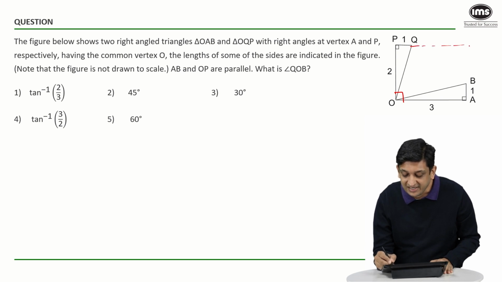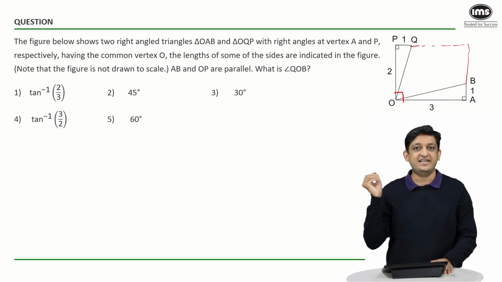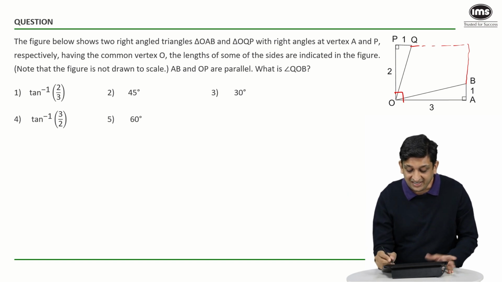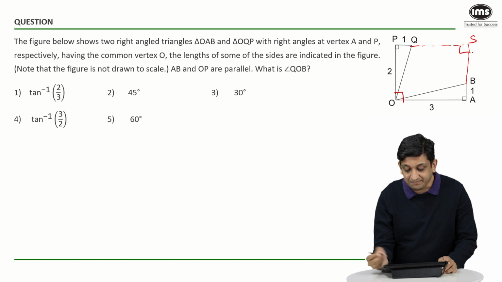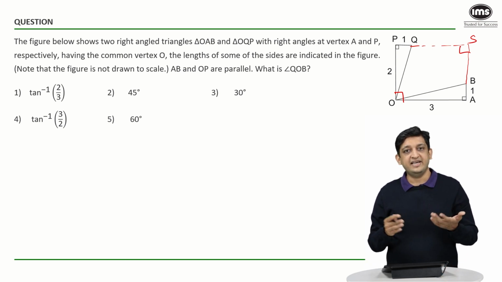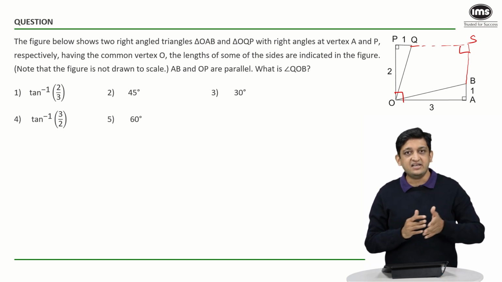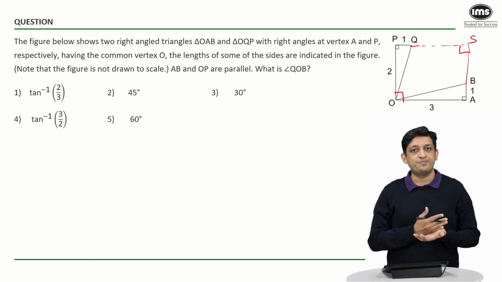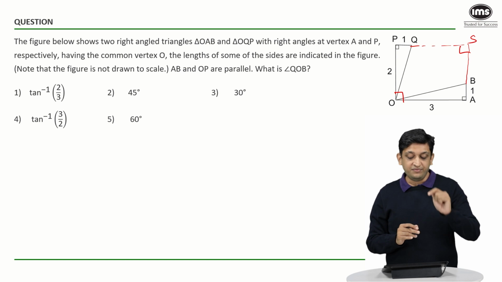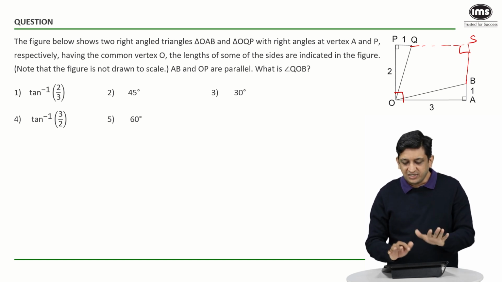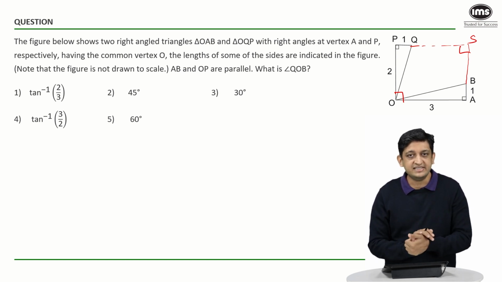By simply constructing this rectangle. So if you expand this, let's say we are looking at some point S here, and we say that PS is perpendicular to AS, then I have a nice rectangle here PSAO. Now once I have got this rectangle, I have to understand what is the value of angle QOB. So let's try to fill in the values and complete this rectangle.